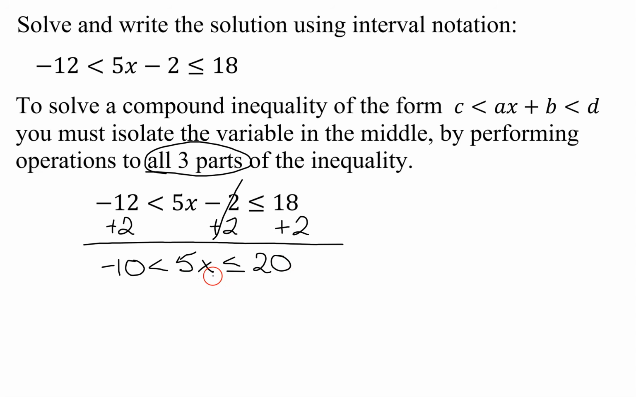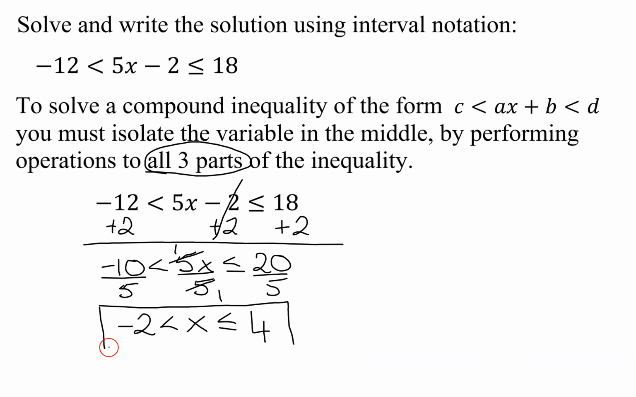Now I'm going to have to divide everything by 5. Now, does dividing by a positive number change the inequality symbol? No. That only happens when you divide by a negative number. So I'm just going to divide all three parts by positive 5. My inequality symbols stay the same. And I get negative 10 divided by 5 is negative 2, is less than x, is less than or equal to 20 divided by 5 is 4. So I have solved my inequality.